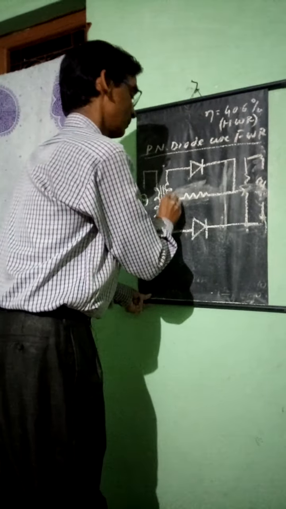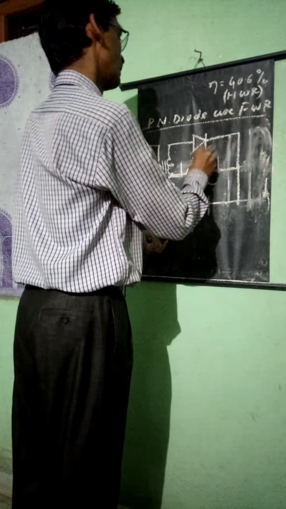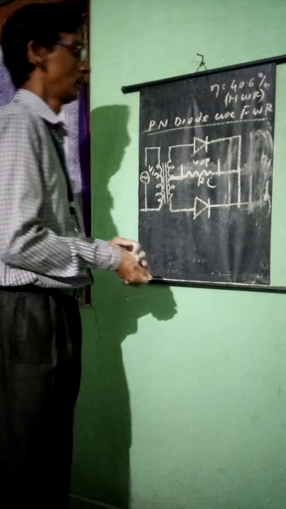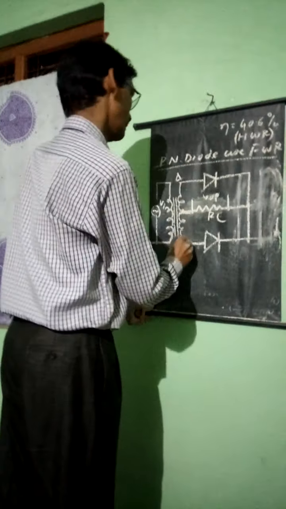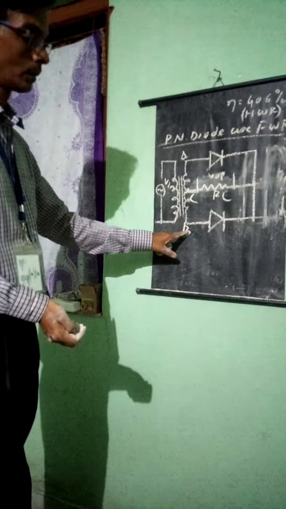Then what happens now? This is the input you are supplying, V in, and this is the V out you can get from this polarity. You can see here how you get it. Let these points be A, B, and C. For the positive half cycle, A is positive with respect to B.